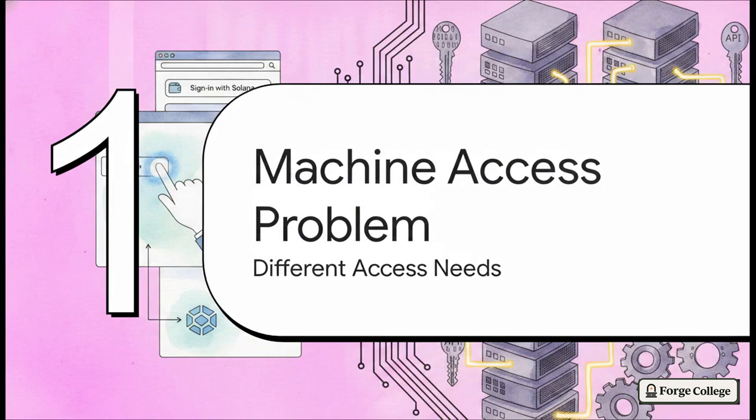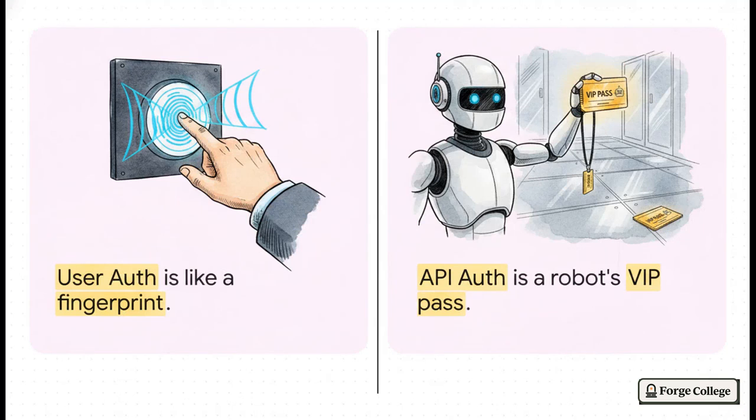Section 1. The machine access problem. Why humans and robots need different passes. Okay, let's dive right into this. You know that sign-in-with-solana is just a fantastic system. Think of it kind of like a biological fingerprint. It's intimately tied to a human user who is actively sitting there clicking buttons to prove ownership with their wallet.